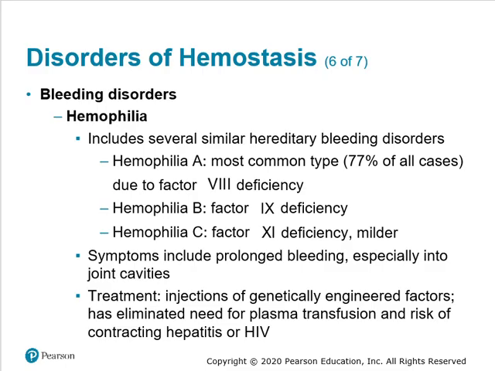There's other bleeding disorders like hemophilia. This is genetic. It's going to include several different versions of the disorder. The most common type is hemophilia A. It's about 77% of all cases. And symptoms are going to include prolonged bleeding, especially into joint cavities. And the treatments now are injections of genetically engineered factors. And that should eliminate the need for plasma transfusion and the risk of contracting hepatitis or HIV.